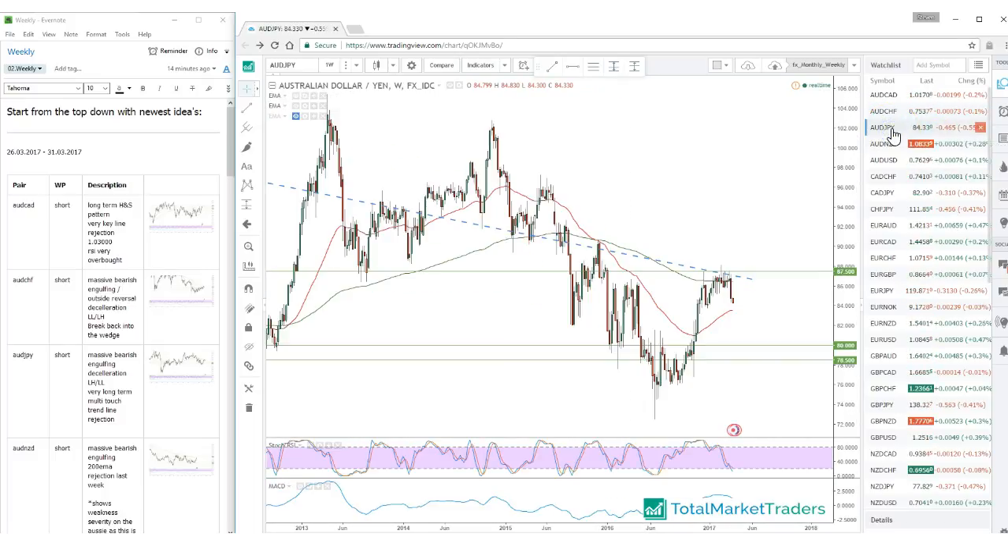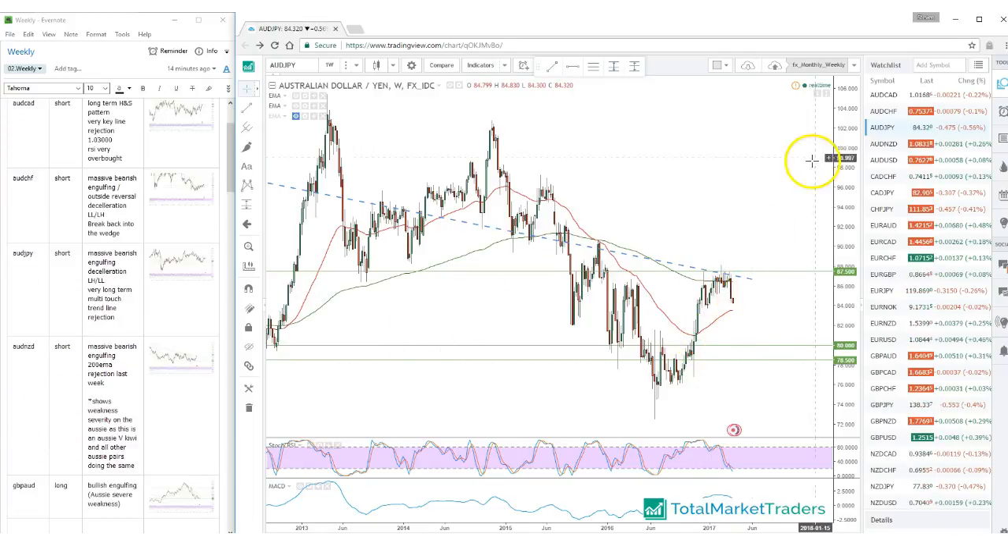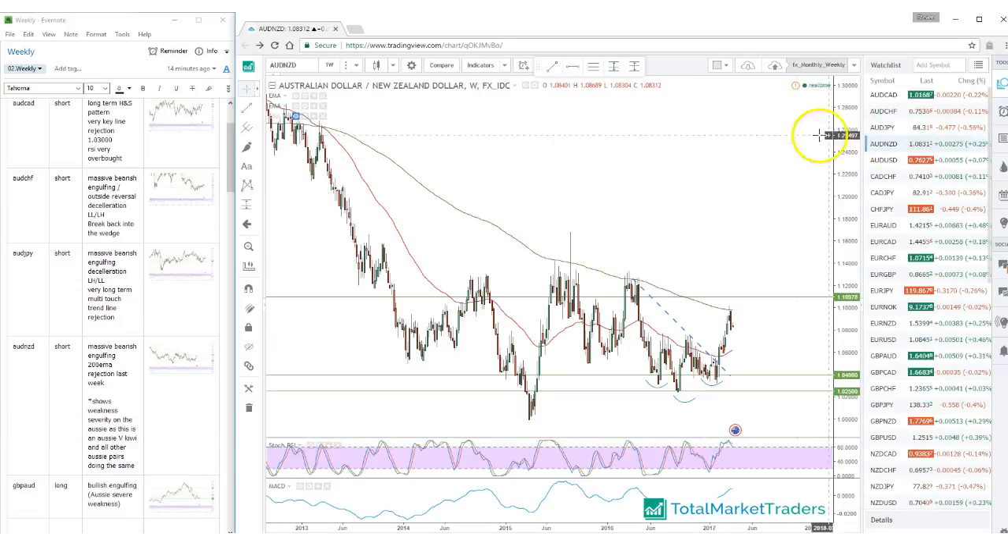Next is Aussie Yen. Again, showing the weakness of the Aussie. Currently in a risk-off environment, so the yen powers up, and the Aussie also sells off in those types of environments. So this one is a good sort of proxy trade whenever there's weakness in the global markets. So we'll keep an eye on Aussie Yen, and let's move on to the next one, Aussie Kiwi.